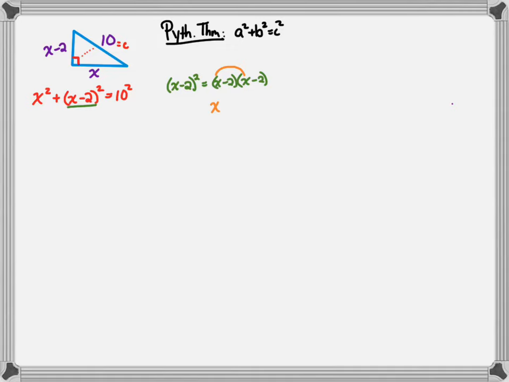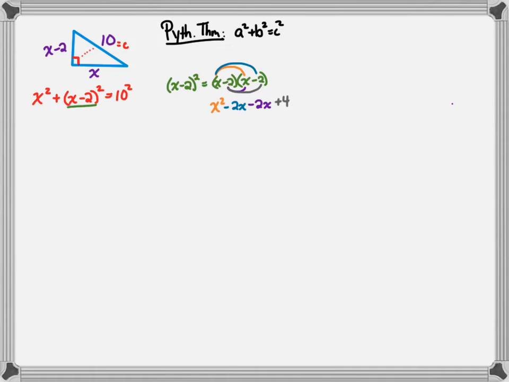So the first thing you want to do is distribute your x to everything inside that second parentheses. So x times x gives me x squared. And then x times a negative 2 gives me negative 2x. And then you have to distribute the negative 2 to everything in the parentheses. So negative 2 times x is negative 2x. And then negative 2 times negative 2 is going to be a positive 4. Alright, so that's how you multiply those two parentheses together.